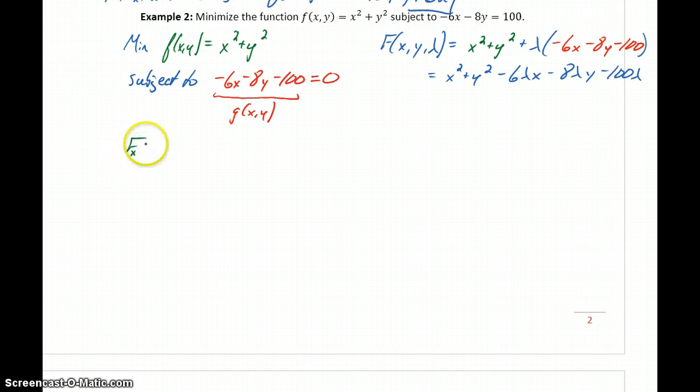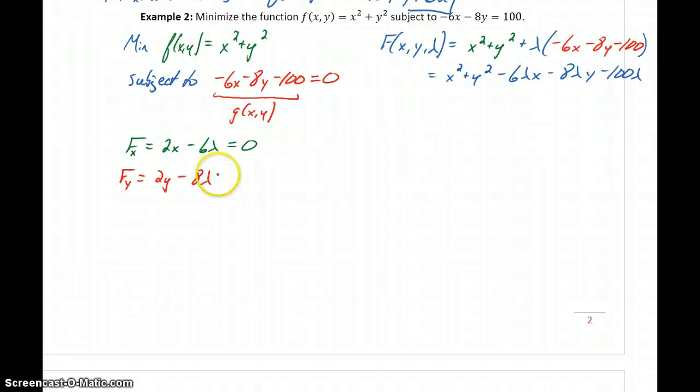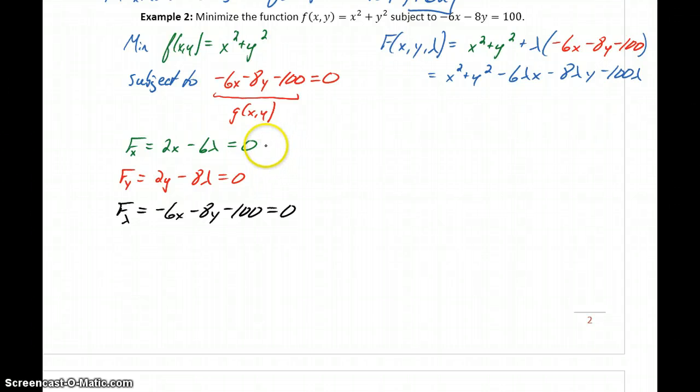So then we move on to finding each of those first partial derivatives, which in this case will be 2x minus 6 lambda. So we'll set that equal to 0. Then our first partial derivative with respect to y will give us 2y minus 8 lambda set equal to 0. And the derivative with respect to lambda will give us negative 6x minus 8y minus 100, and we'll set that derivative equal to 0. So we again have a system to solve.